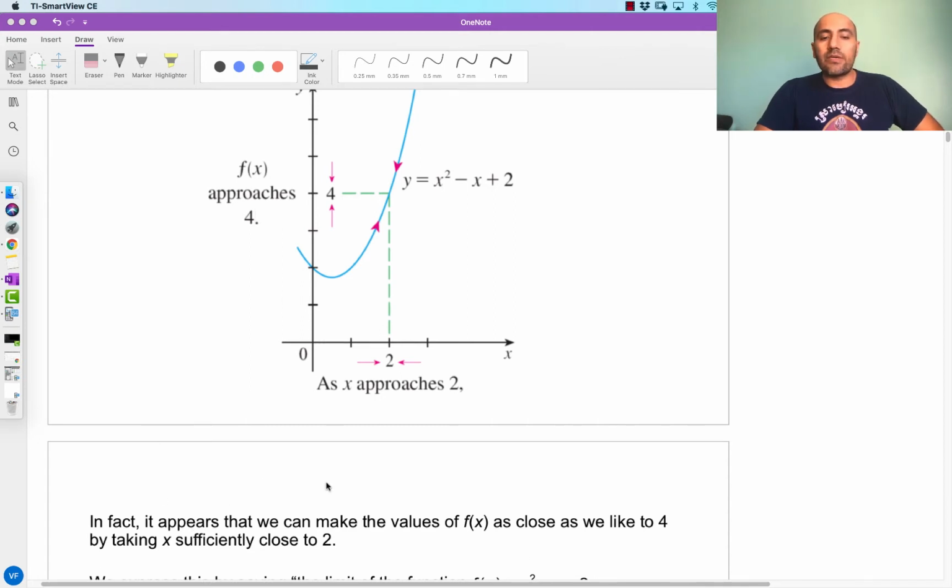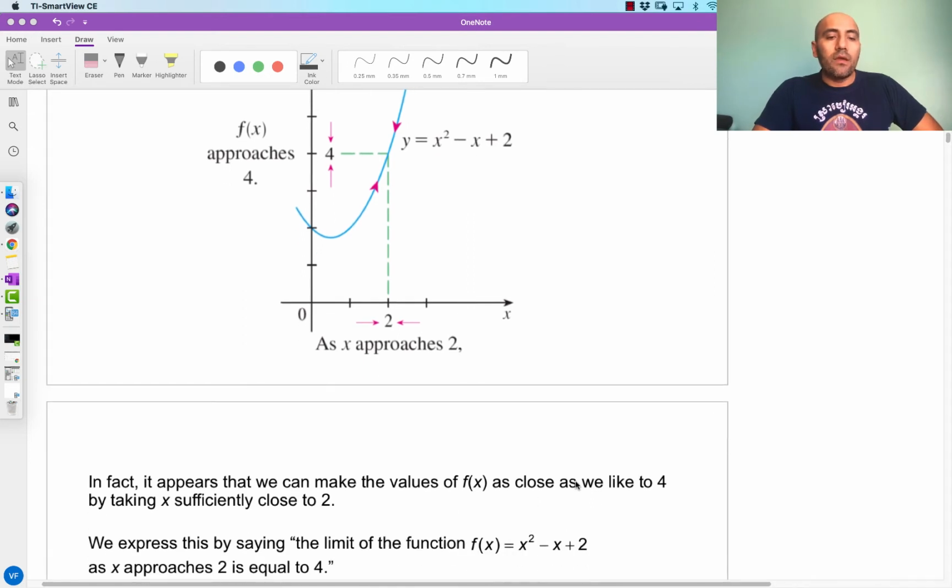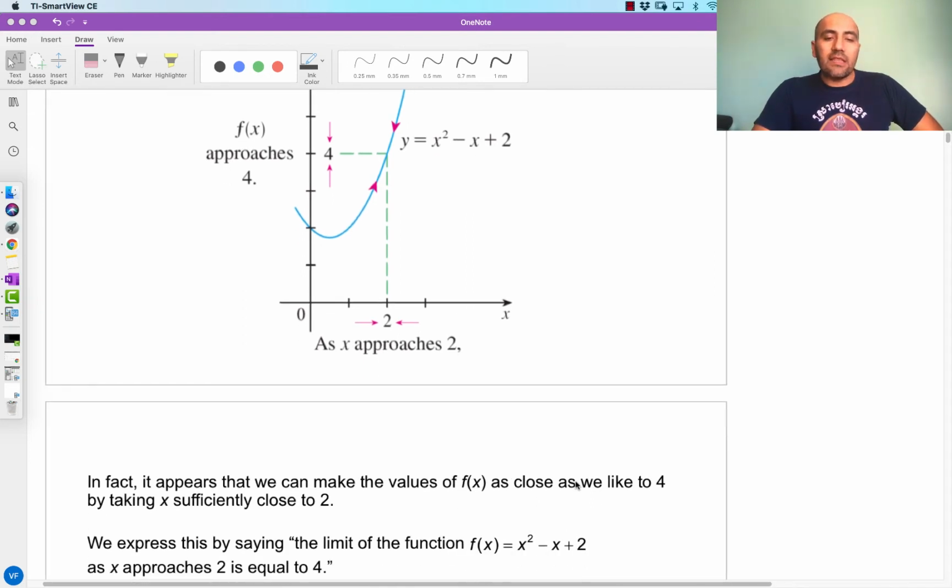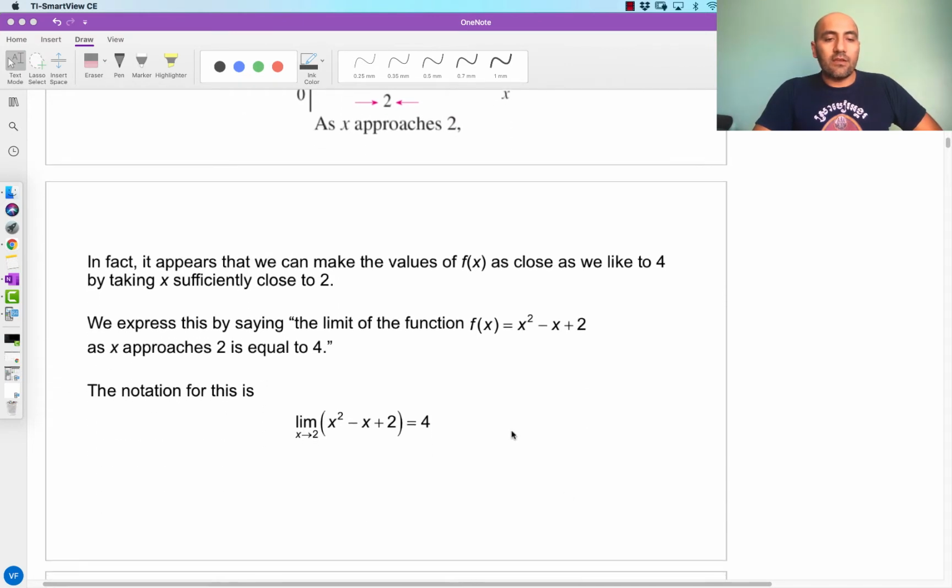Right? It appears that we can make the values of f of x as close as we'd like to 4 by taking x to be sufficiently close to 2. Okay? We can express this by saying that the limit of f of x equal to x squared minus x plus 2 as x approaches 2 is equal to 4. Right? And notation-wise, we adopt this notation. This limit, the limit as x approaches 2, right? The input is approaching 2, of our function is going to be equal to 4, right?